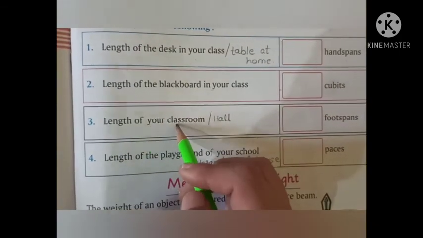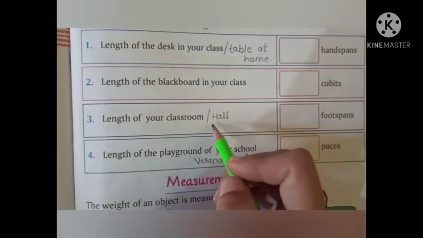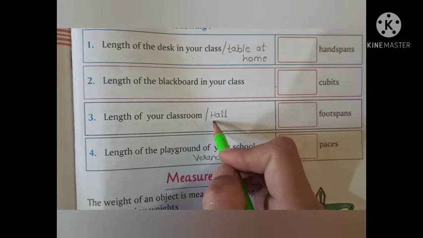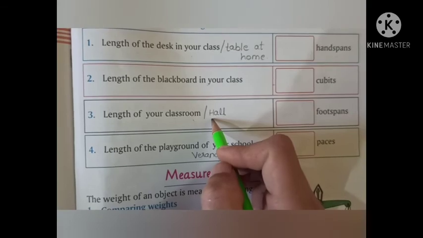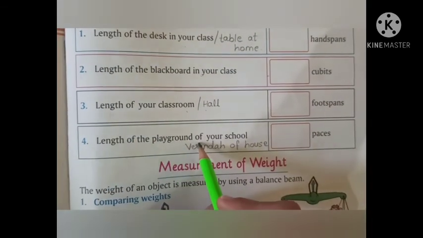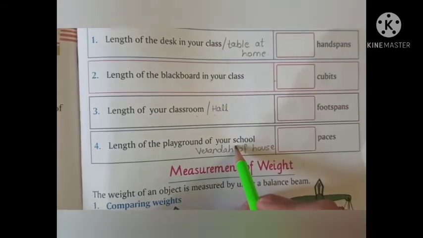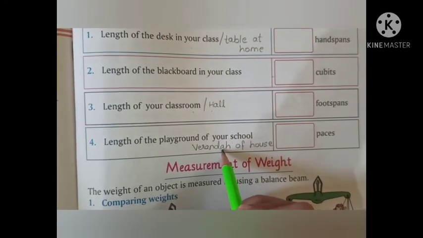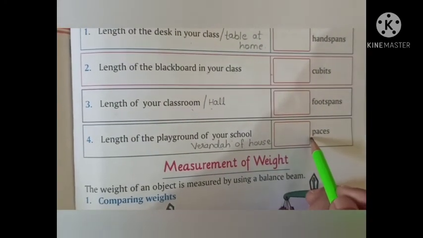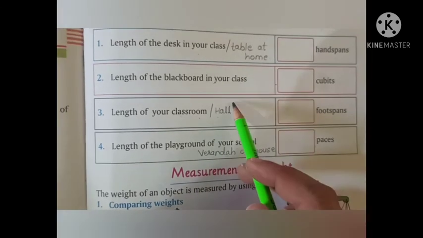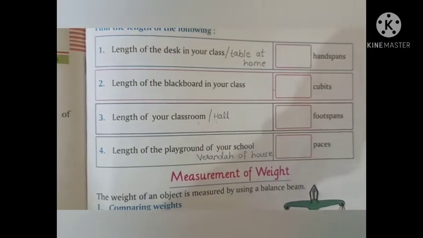The next is length of your classroom. Right now we are not in the class, so you can measure the length of the hall of your home. The next, length of the playground of your school, or you can measure the length of the veranda of your house. You have to measure it in paces. So you have to solve this exercise, that is exercise number 1.